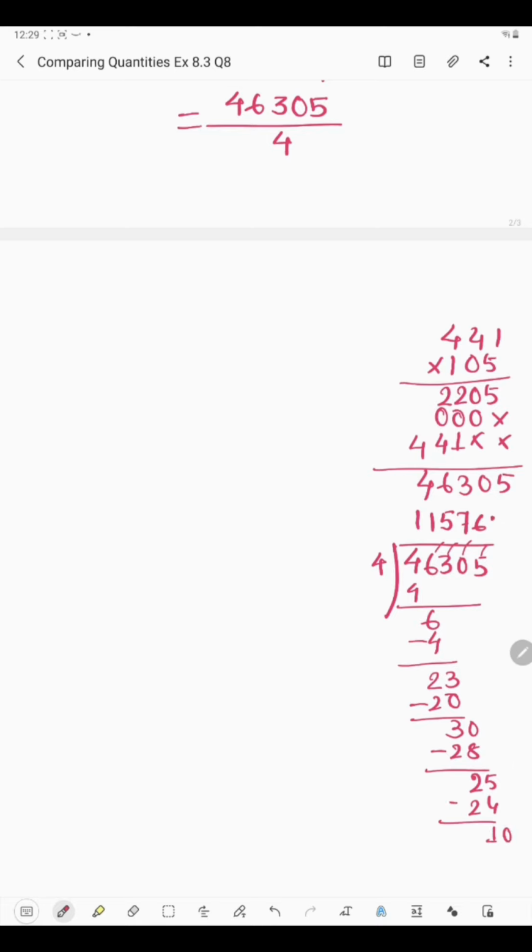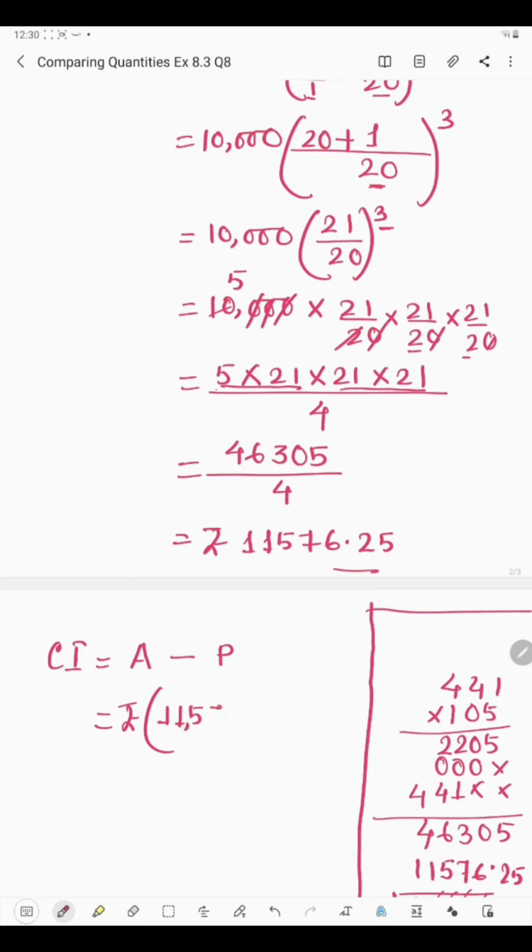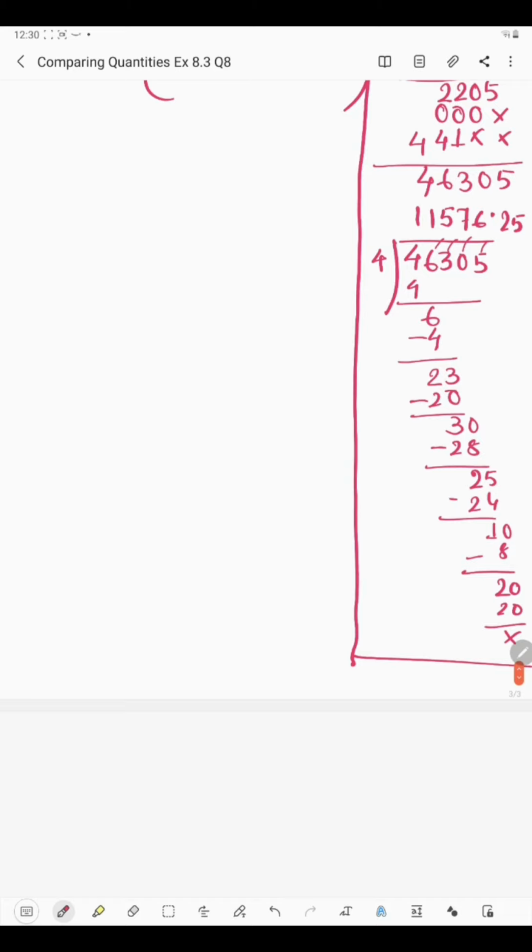Now what will be the compound interest? Compound interest is A minus P, the principal to be deducted from the amount to get the compound interest. Now amount is rupees 11,576.25 minus principal, which is 10,000. Now we'll subtract this.